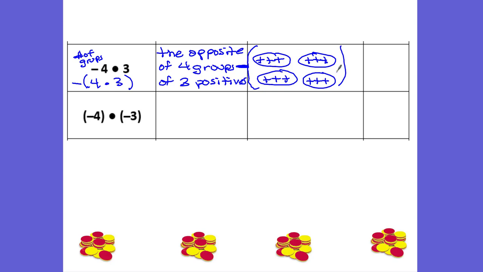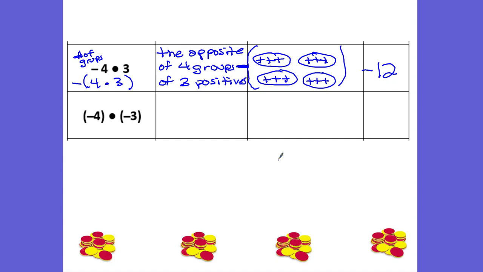All right, so now you're ready to go count them all up. You have 12 positives. But remember, we have these parentheses. We want the opposite of that. The opposite of 12 positives is 12 negatives. So negative 4 times 3 equals a negative 12.